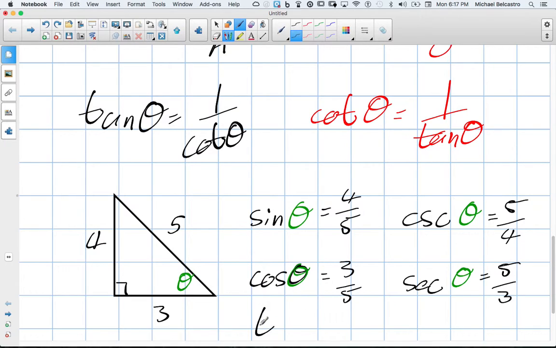And same thing with tangent. Tangent theta is equal to the opposite over the adjacent. The opposite is 4 over 3, which means cotangent theta is equal to 3 over 4. I'll put theta in after. Okay. They're just reciprocals. They're flips of each other.